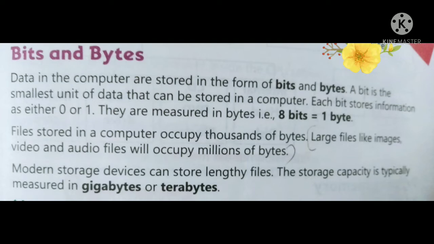What is a bit? A bit is the smallest unit of data that can be stored in a computer. Otherwise, we can say that a bit is the smallest unit of information. Next, what is a byte? A byte is a group of 8 bits. That means 8 bits is equal to 1 byte.